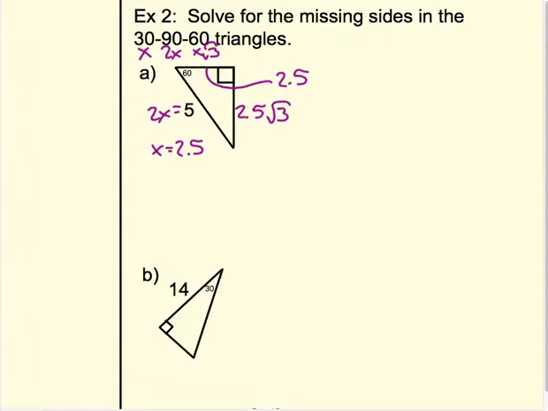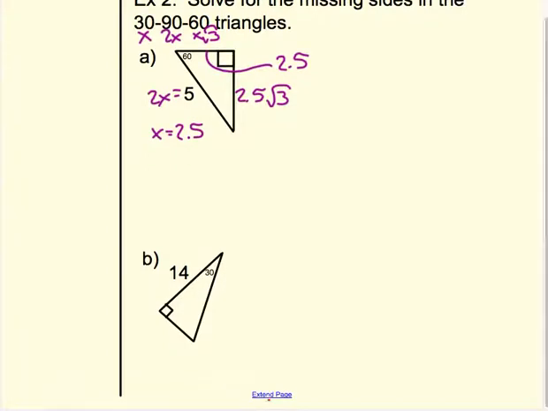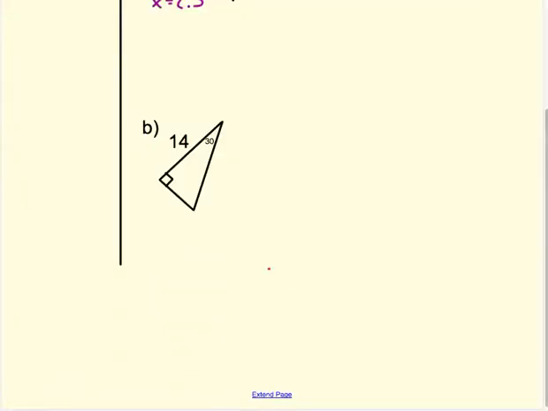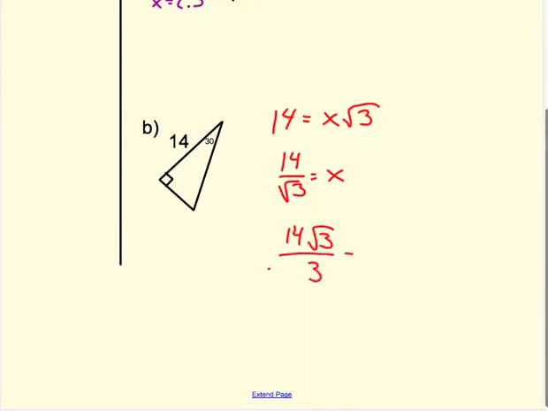And part B, last example, we know the side this time across from the 60. So we set the 14 equal to x times the square root of 3, the ratio of the side across from the 60-degree angle, dividing both sides by the square root of 3, rationalizing by multiplying by the square root of 3 over the square root of 3, and in the denominator, that square root of 3 squared simplifies to 3, and 14 doesn't simplify with 3, so that is our x. That is the side across from the 30. To get the side across from the 90, we multiply that by 2.